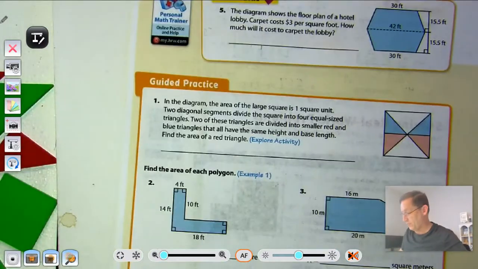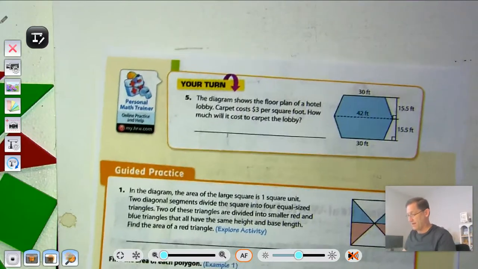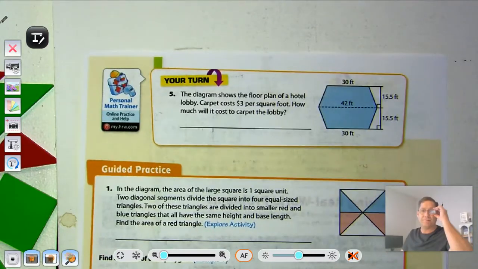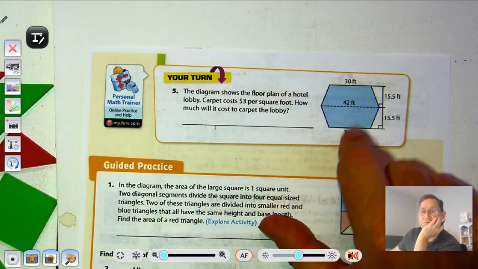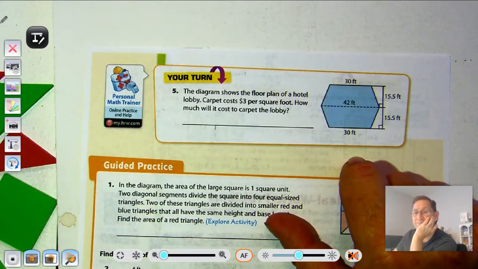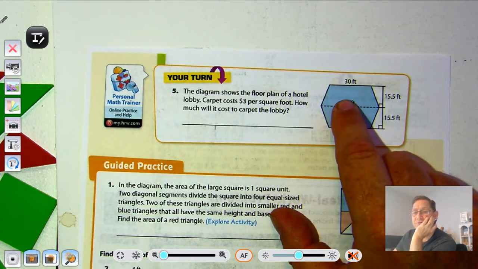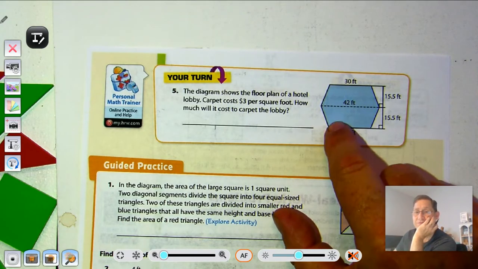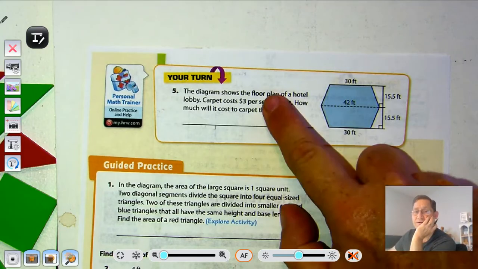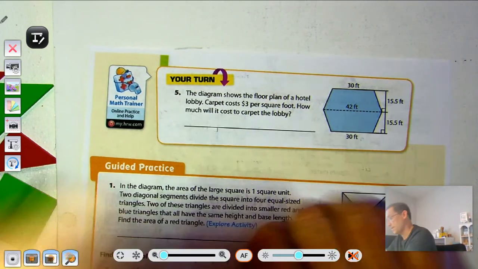All right, 394. Number 5. So the diagram shows the floor plan of a hotel lobby. The carpet costs $3 per square foot. How much will it cost to carpet the lobby? So we see here we have two trapezoids, right? So couldn't I just find the area of one trapezoid and double it? Yeah, because they're going to have the same area. Okay, I'm going to find the area of the two trapezoids and then multiply by 3. That's going to tell me the cost.